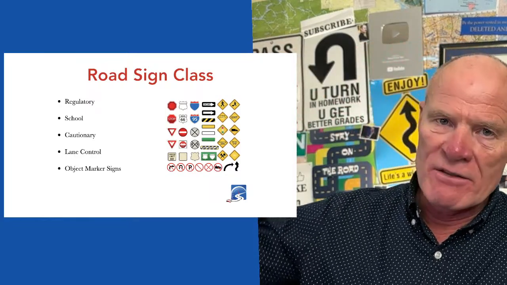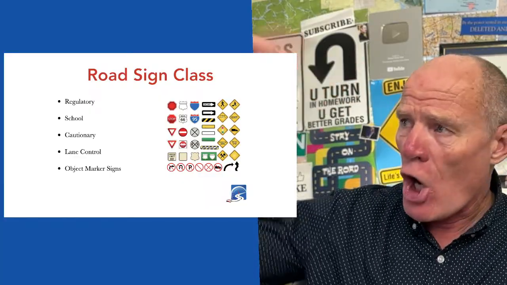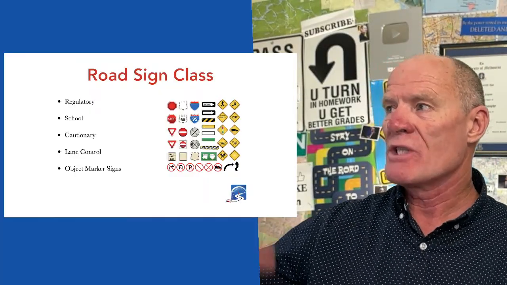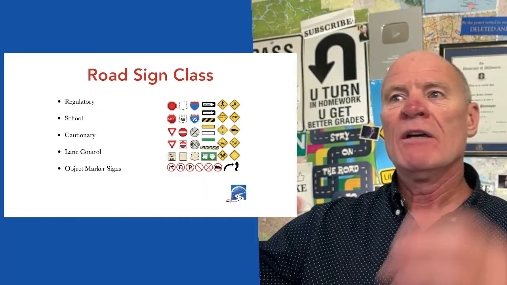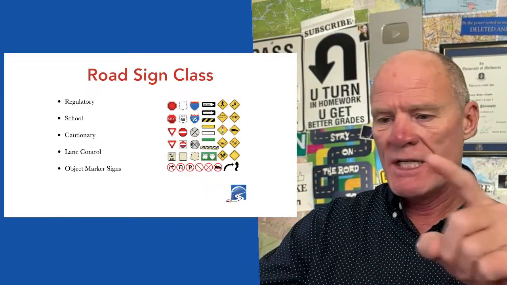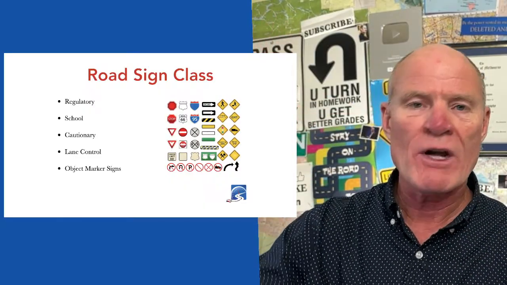And then object marker signs. Object marker signs fall under the cautionary signs. They can also be called hazard obstruction signs, which simply means that they mark fixed objects on the roadway. So traffic islands, trees, bridge abutments, anything that you could potentially strike on the roadways.